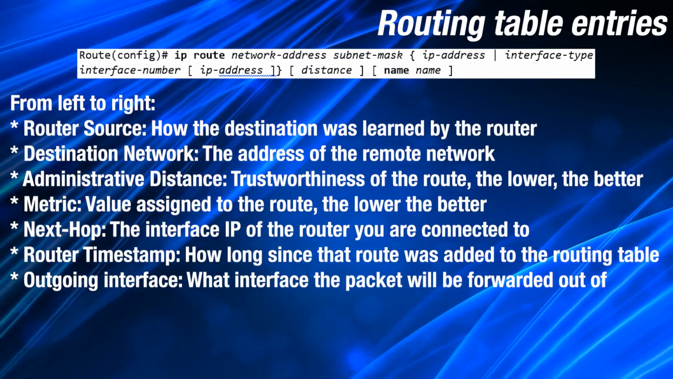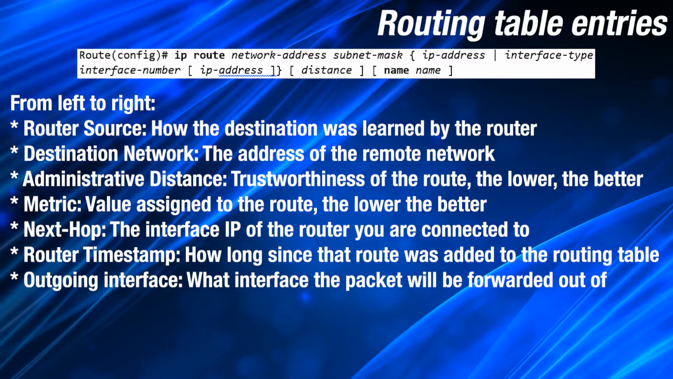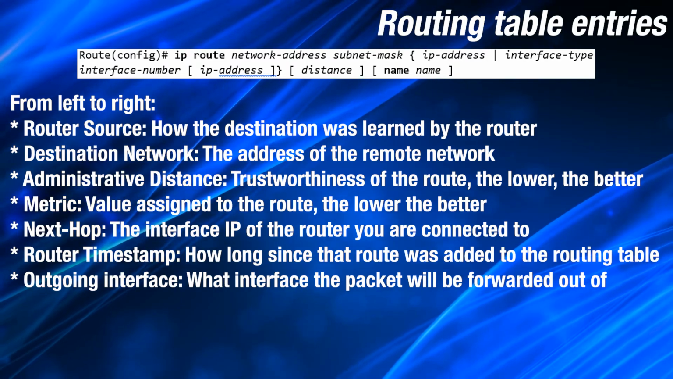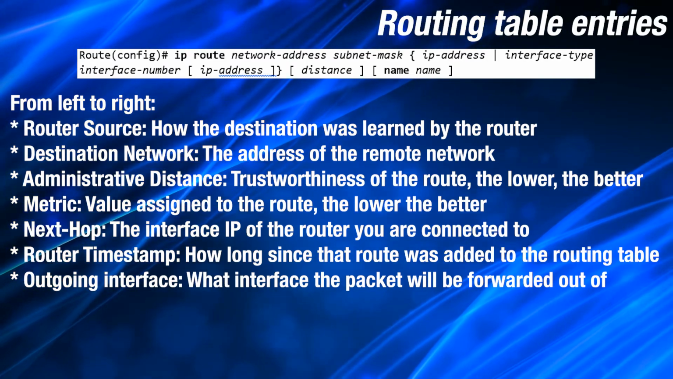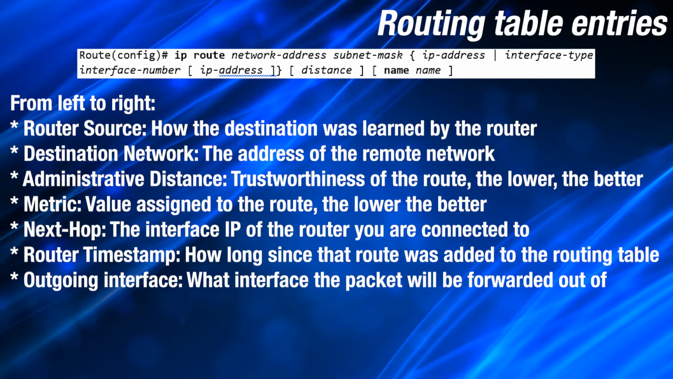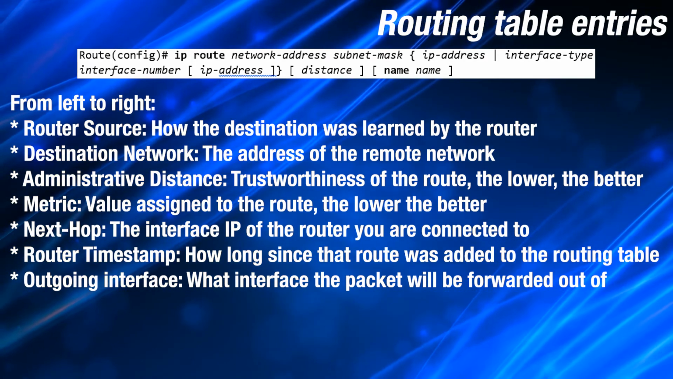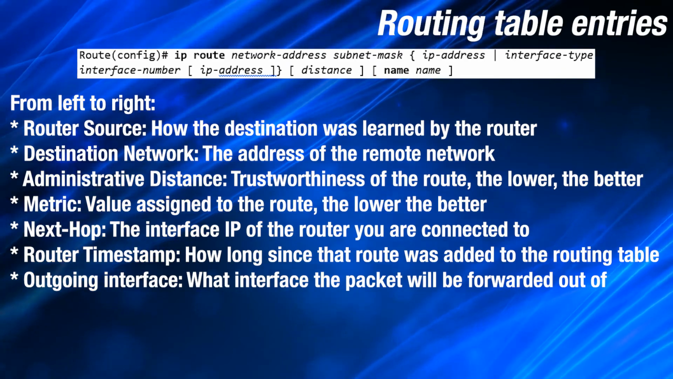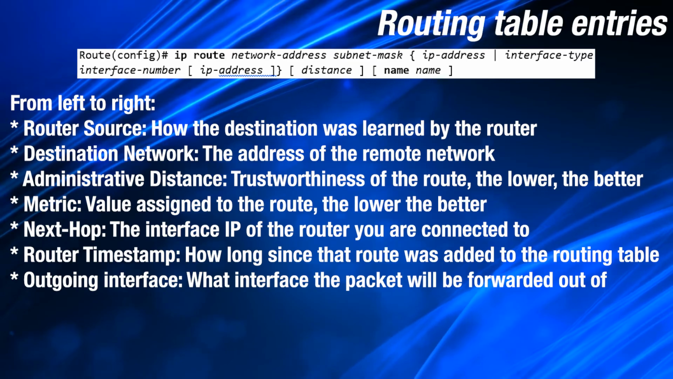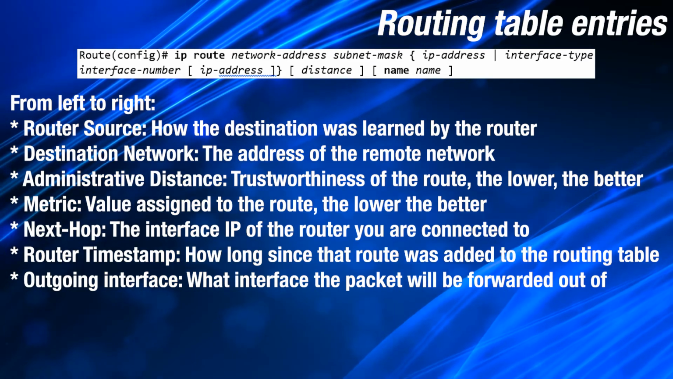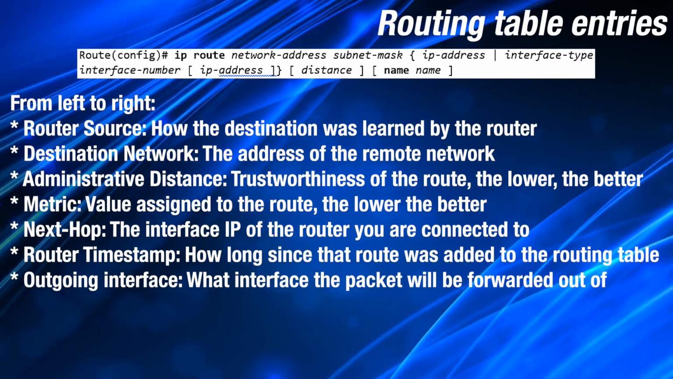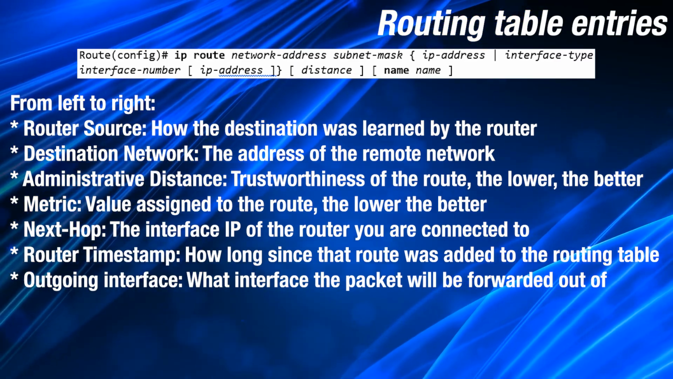The route source identifies how a destination was learned by the router. The destination network is the address of the remote network. The administrative distance is the trustworthiness of a route. The metric is a value assigned to a remote network, where lower values are better. The next hop is the IPv4 address of the next router to forward the packet to. The route timestamp is how long the router has known that route, and the outgoing interface is the physical interface the packet will go out from.